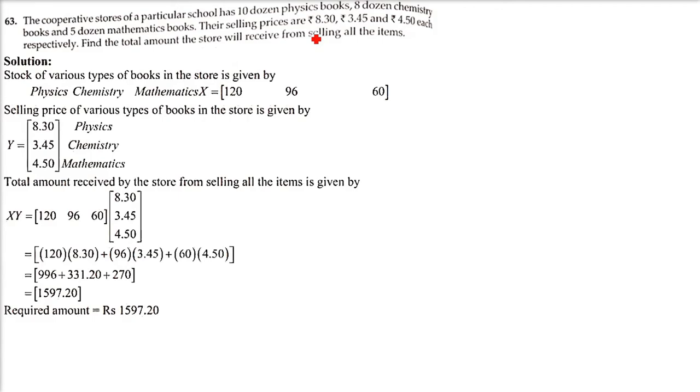The cooperative store of a particular school has 10 dozen physics books, 8 dozen chemistry books and 5 dozen mathematics books. Their selling prices are like this. Find the total amount the store will receive from selling all the items. So you have to make matrices first, and those matrices must be multipliable. That is, the column of the first matrix has to be equal to the row of the second matrix.